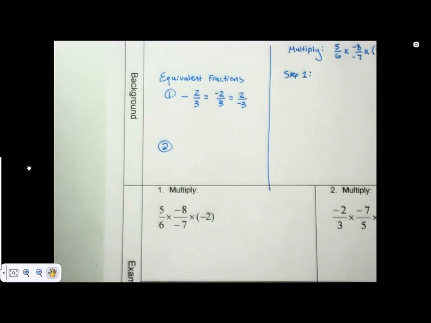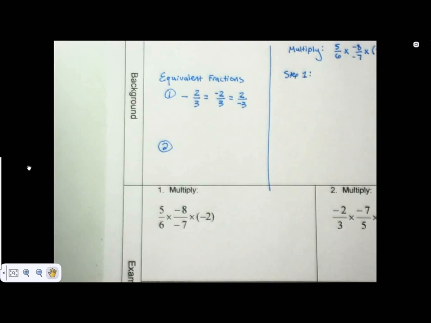Hello and welcome. In this video, we'll be discussing how to multiply signed fractions. So the first thing to note before we get into actually the multiplication process is, again, if you watched my signed fraction addition, you'll see this as familiar.